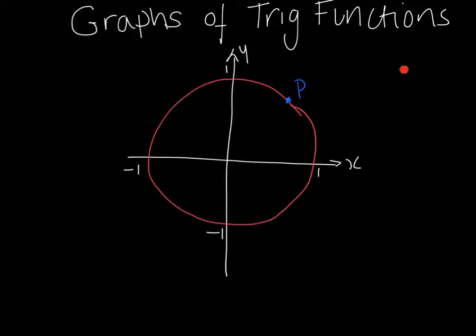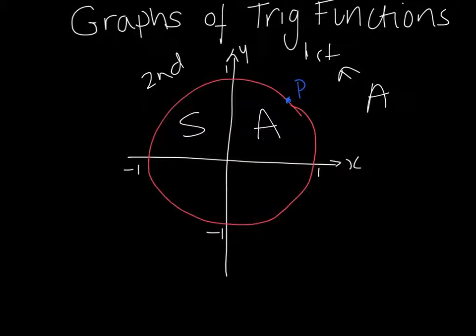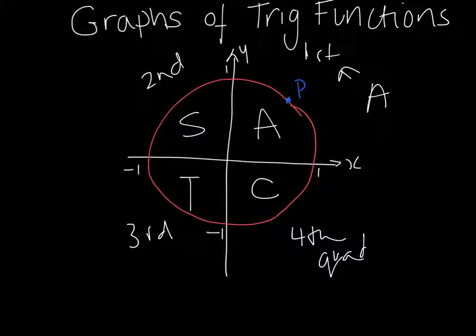So our graph only comes from one of our sine, cosine, or tangent. It's important to note that in the first quadrant, all are positive. So I've got my A, yeah? Then this is my second quadrant. In this one, only sine is positive. This is my third quadrant, where T is only positive. And in my fourth quadrant, I've got cosine. All Science Teachers Cheat. Just to get us started, okay?